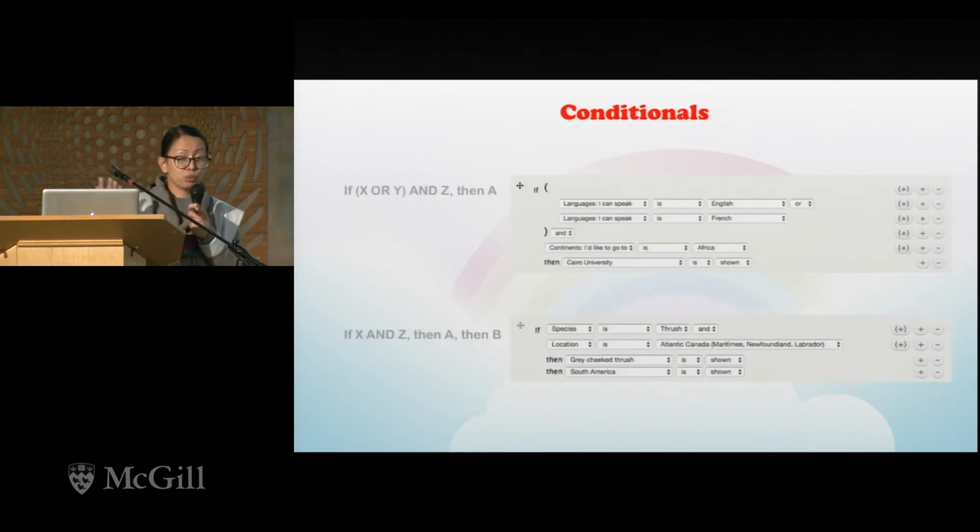Now, here's one such example. Now, in the first one, you can see here a nested condition with an AND operator followed by a single consequence. So you actually have 1, 2, 3 conditions there. And another example is the second one here. If X and Z, then A, then B. So you have 2 conditions here, 1, 2, followed by 2 consequences.